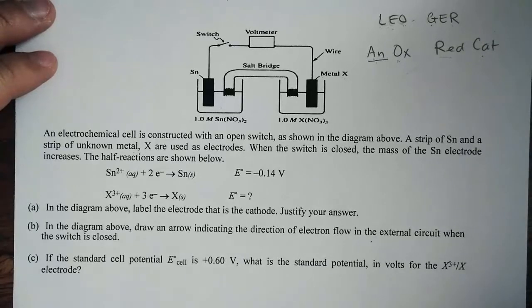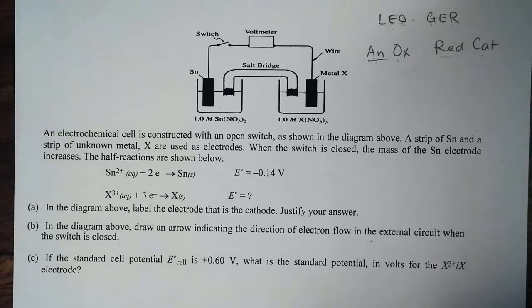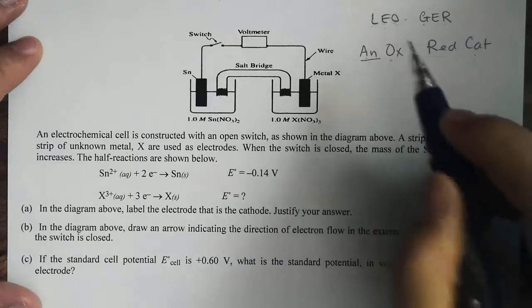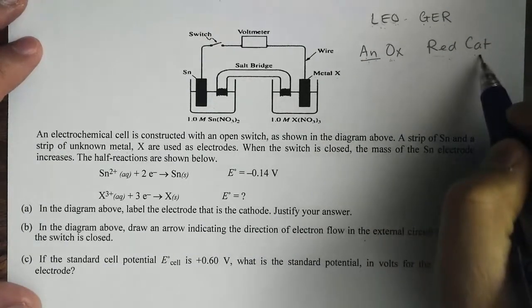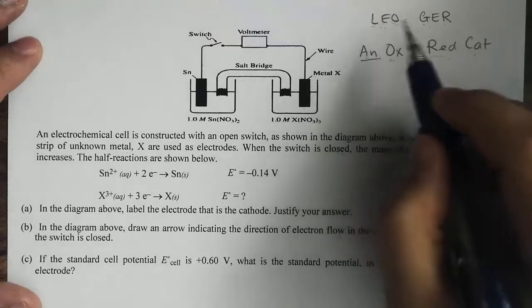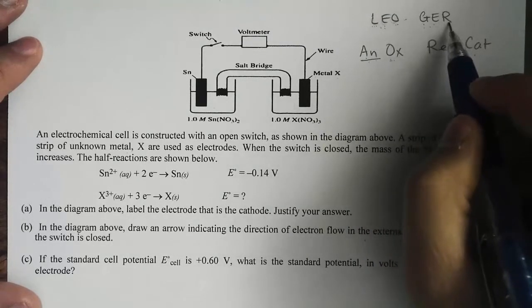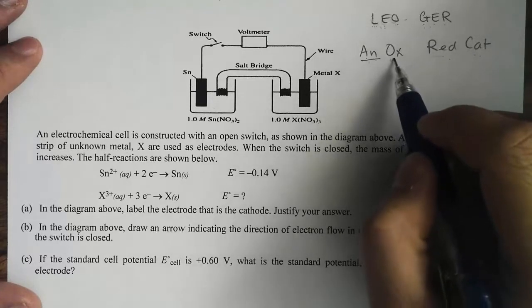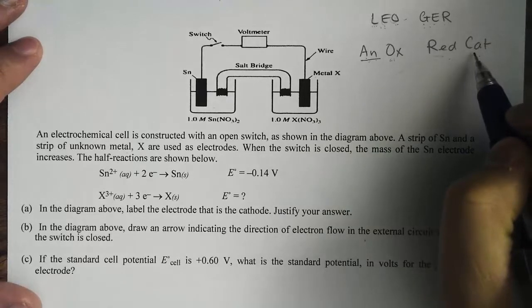In this lesson, we are going to learn how to solve a comprehensive electrochemistry problem. But before we start on this type of problem, we need to write down these two pieces of information right here. Leo the lion says grr, and ox red cat. Why is that important? Leo: lose electrons in oxidation and gain electrons in reduction. And the location of oxidation is in the anode electrode, and the location of reduction is in the cathode electrode.